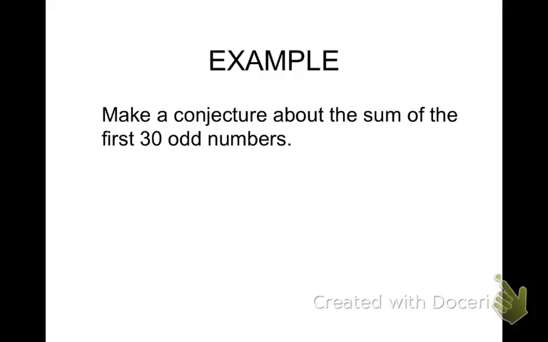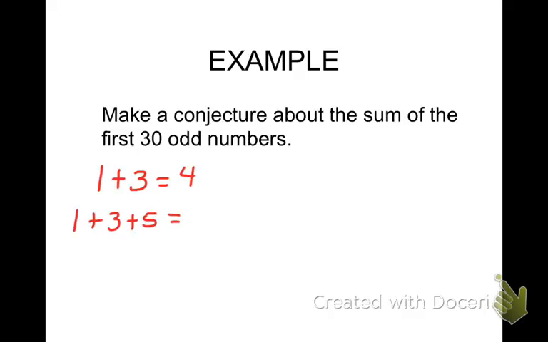What are odd numbers? 1, 3, 5. Let's look for a pattern, because I could sit here and do 1 plus 3 plus 5 plus 7 plus 9 plus 11 and do it for 30 of those. That might take a while, but let's look for a pattern. Let's do the first 2. 1 plus 3 is what? 4. Let's do the first 3. 1 plus 3 plus 5.